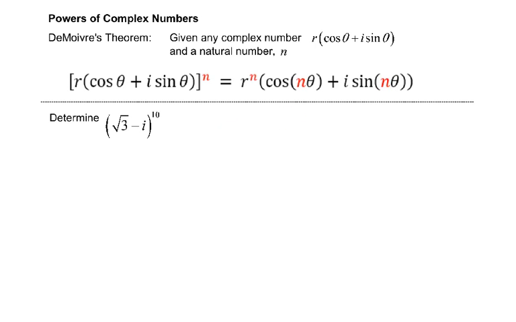That's ridiculous. So what we're going to do is convert this number into trig form, and then we'll apply DeMoivre's theorem by raising r to that 10th power and then multiplying the arguments by 10 each. So here we have the square root of 3 minus i raised to the 10th.